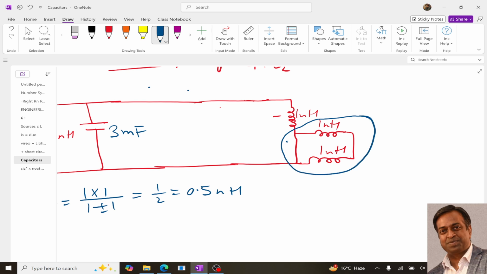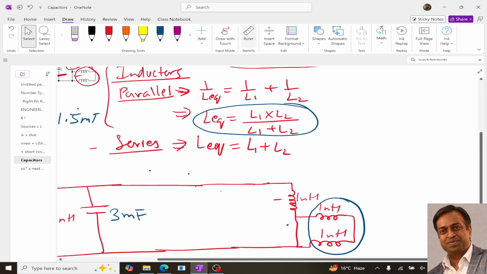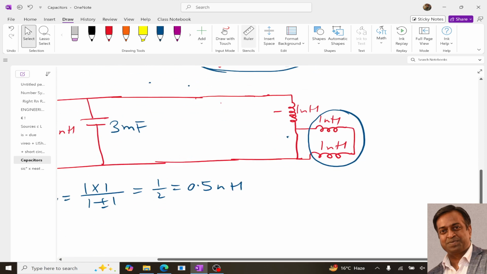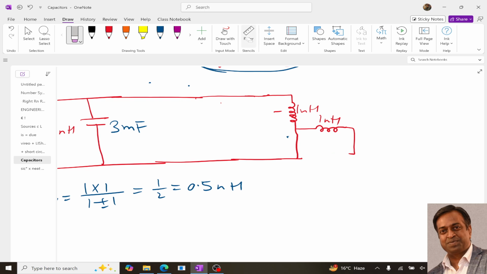Now coming to the last part, over here you can see for this particular case, let me do the combination of these two. Now these two are in series. So in series, it means we need to add the two inductance values to get the equivalent. So 1 plus 1, it will be 2. So I can replace this with 2 nanohenry.